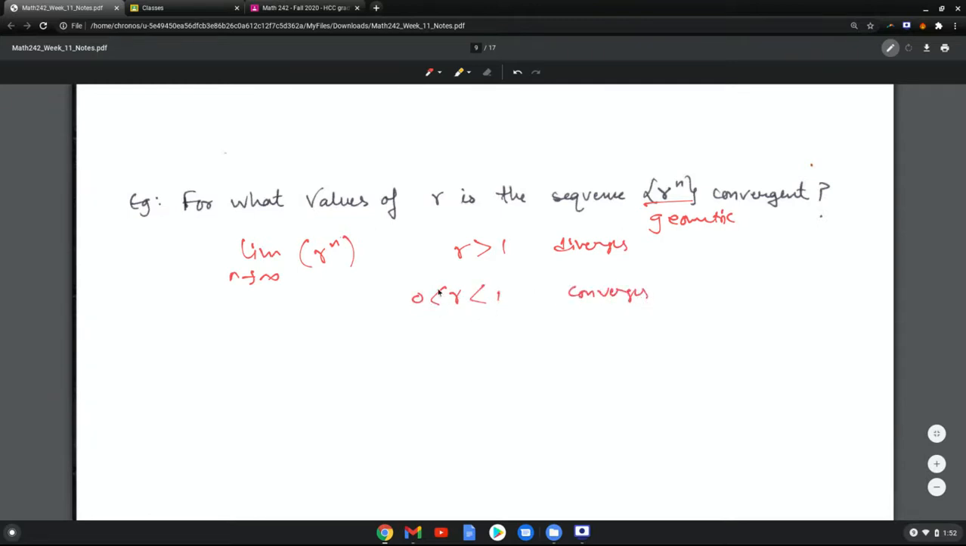And if r is 1, it also converges. The limit is infinity when r is more than 1, and this is 1 or 0 depending on which one. If it's between 0 and 1, it's 0. If it's 1, it is 1. So it converges. Again, an important result to remember.